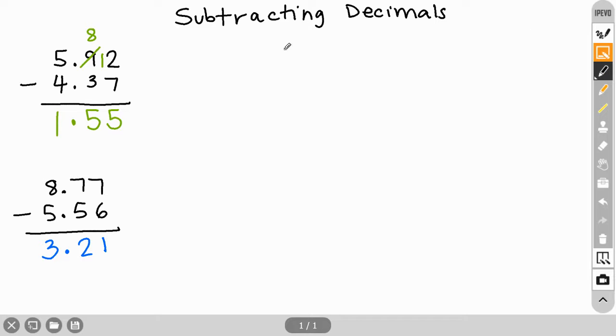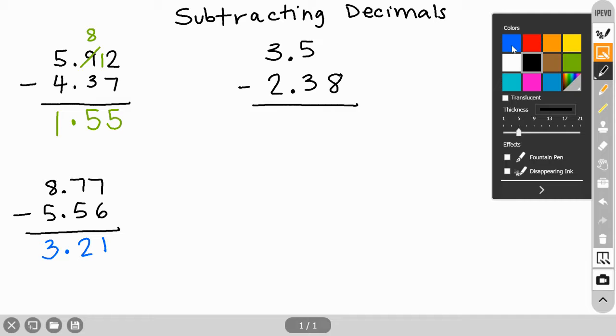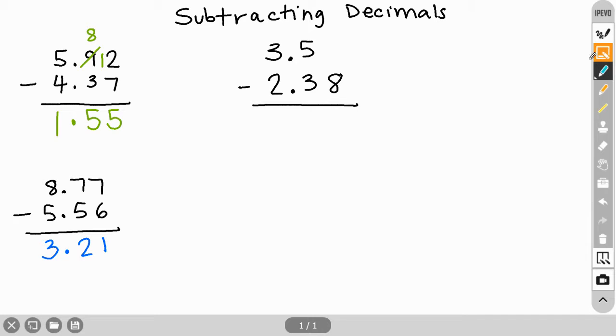Okay, the first one I'm going to do is this one here. And I'll talk about what are some of the errors I notice. Take away 2.38. Again, my numbers are aligned properly. Okay, the ones under the ones, the decimal point under the decimal point, the tenth under the tenth, and I have the hundredths here, and I have nothing here.